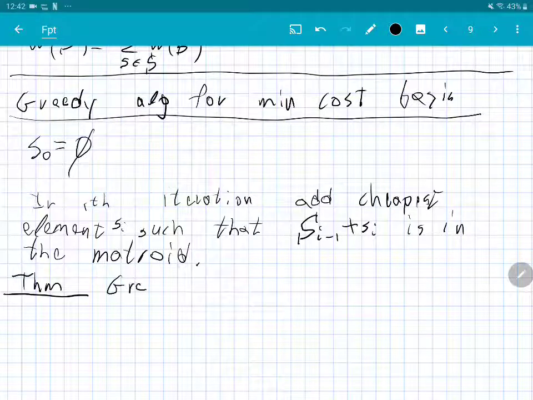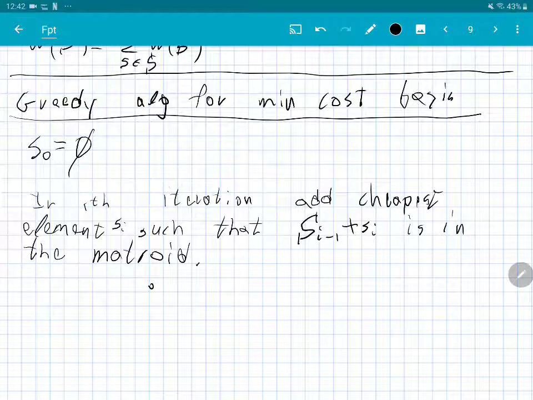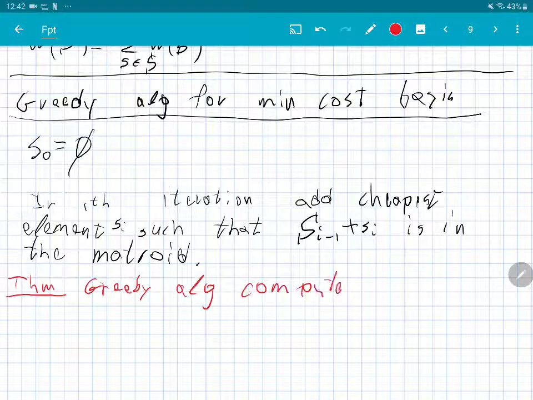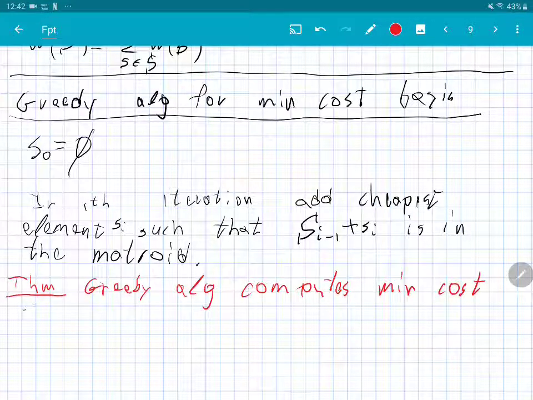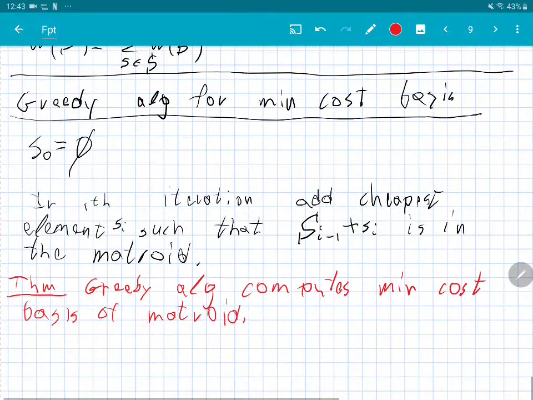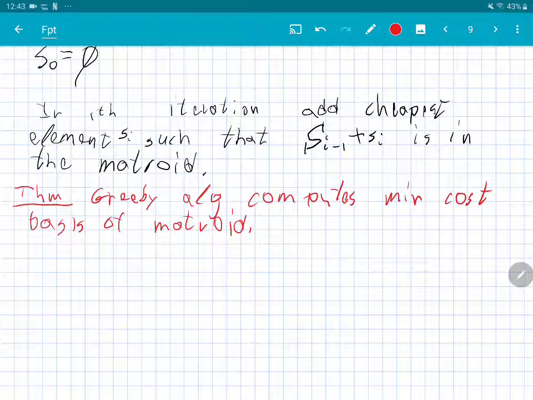So theorem: the greedy algorithm computes a minimum cost basis of the Matroid. By the way, I should say that implicitly we are assuming that we have a black box that, given a set, can tell me whether or not it belongs to the Matroid, right?